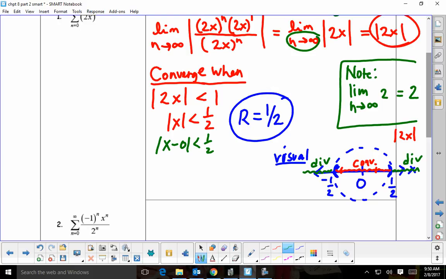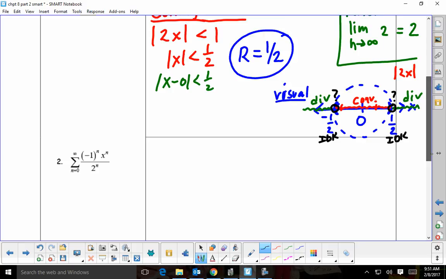What happens, though, right here and right here? Oh, if I plug in 1/2, what do I get out? 1, inconclusive. When I plug in negative 1/2, what do I get out? 1, inconclusive. So I don't know what's going to happen at those guys. We're going to get back to that. But can you see it visually, what's happening as you're picking these x values?